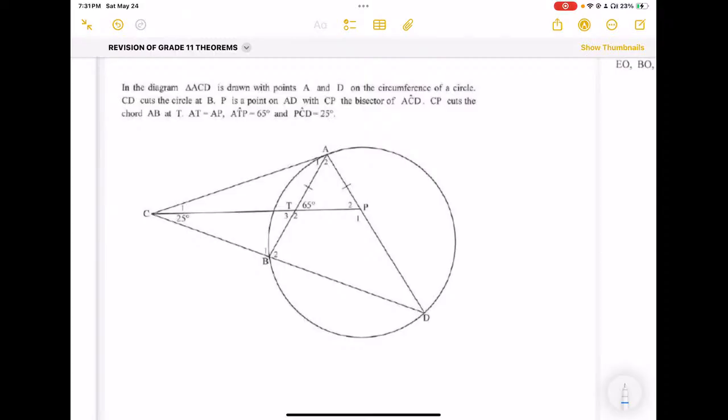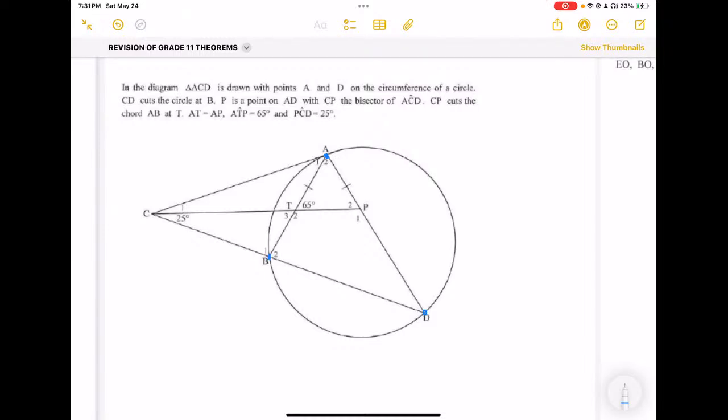So they're saying in the diagram, ACD is drawn. So I've got triangle ACD there, means that ACD is a triangle, right? Triangle ACD is drawn with points A and D on the circumference of the circle, C and A and D. So these points are on the circumference of the circle, and then CD cuts the circle through B. So B is on the circle there, right?